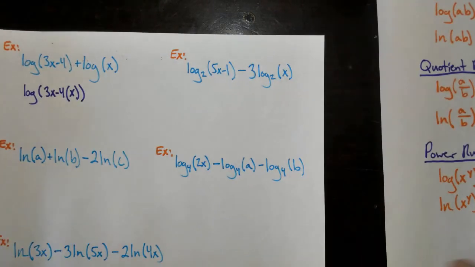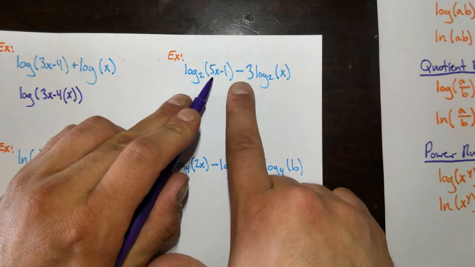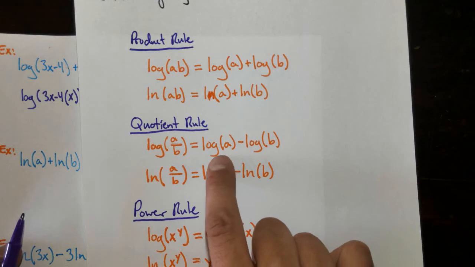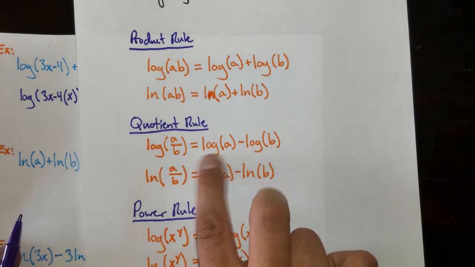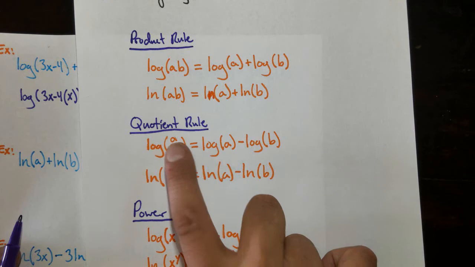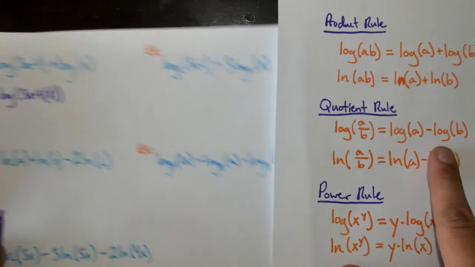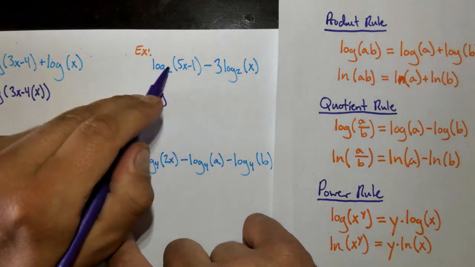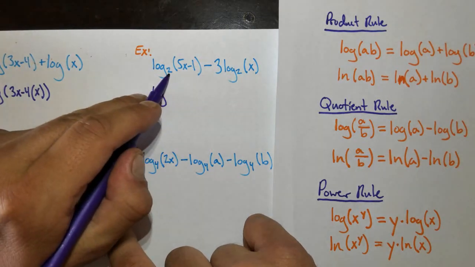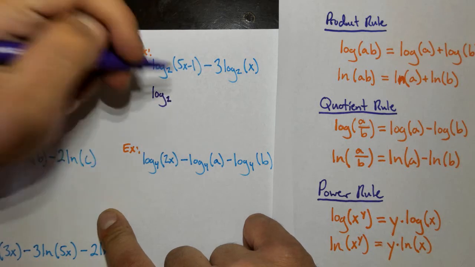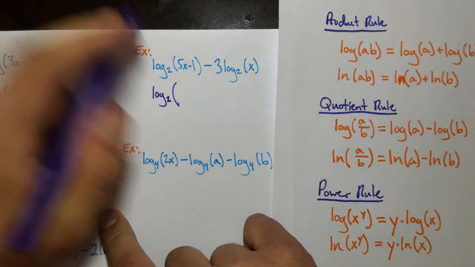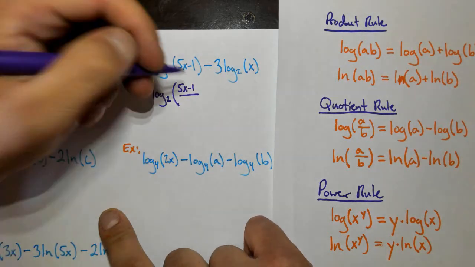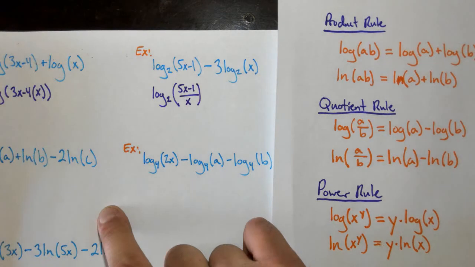If we look over here, we have something very similar, except now it's being subtracted. So when I see subtraction, I think, okay, quotient rule. So the quotient rule, we have two things subtracted. We just write it as a fraction, where the first one goes on top and the second one goes on bottom. So we have log, now this is log base 2, so we got to keep it with 2. So log base 2 of 5x minus 1 divided by x, just like that.